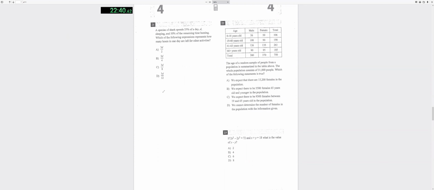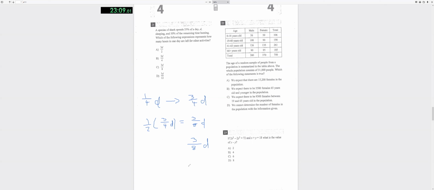All right, so we've got 25% of the day. I'm going to write that as a fraction. I'm going to say that's a quarter of D. So the rest of the day is 3/4 of D. 50% of the time hunting, so half of 3/4 D is hunting. That's 3/8 D. And the other half is whatever's left, and that's 3/8 D.